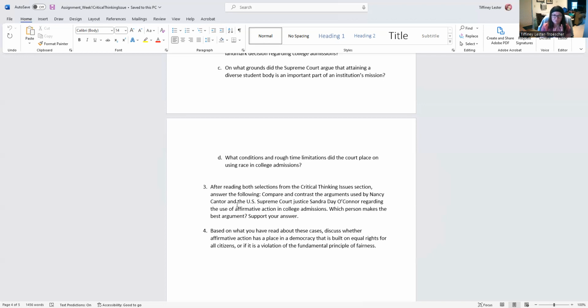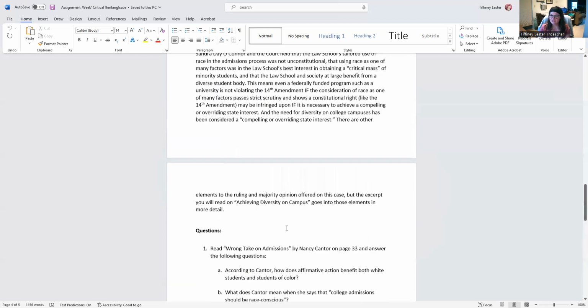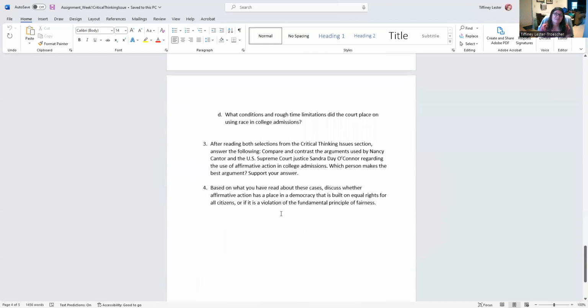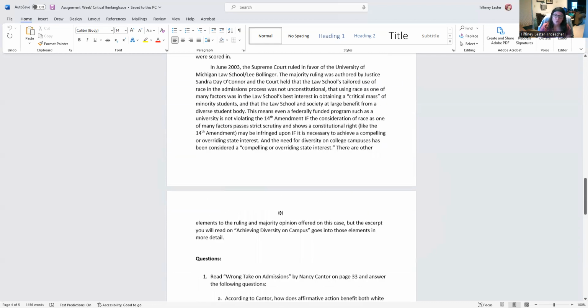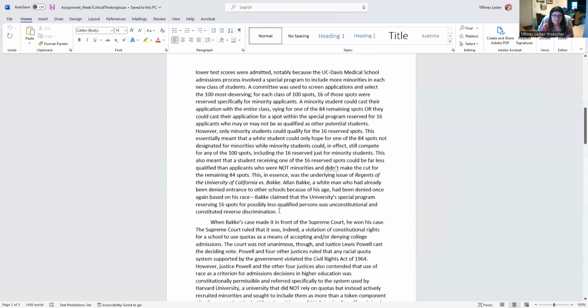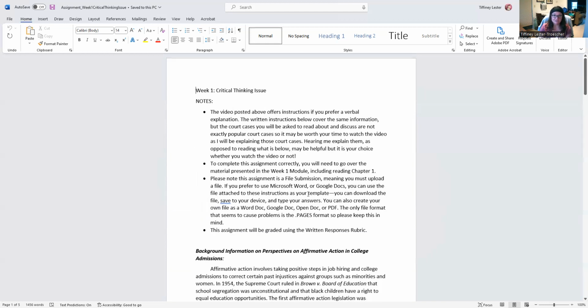But you can also just read the 2 articles and the background information I've provided here and answer all of these questions. You'll do this in a file format: Word doc, Google Doc, Open Doc, PDF. Easiest thing would be to use the file that I've attached to the instructions. Use that as your template. Type in your answer, save it, upload it. But again, the only file format that I seem to have issues with is the .pages format, so please keep that in mind.